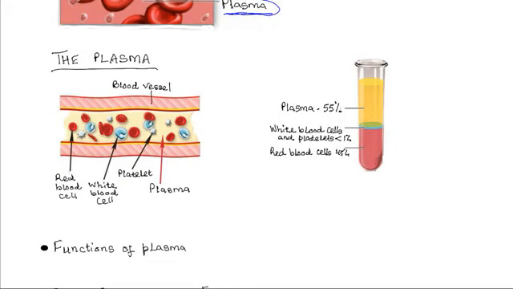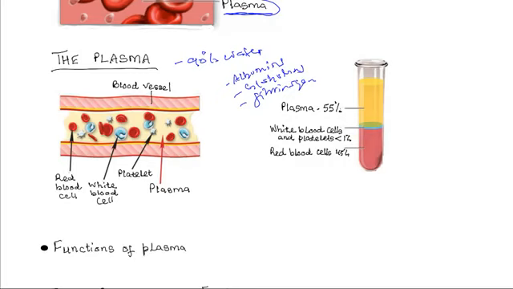Plasma consists of 90% water. In fact, 90% of the plasma is water, and the remaining 10% is made up of dissolved substances. Now, about 70% of the dissolved substances are plasma proteins, such as albumins, globulins, and fibrinogen. So the remaining 30% comprises dissolved organic food materials such as sugars, mainly glucose, amino acids, inorganic salts, and also waste materials such as urea.